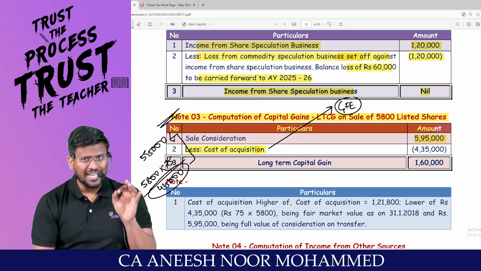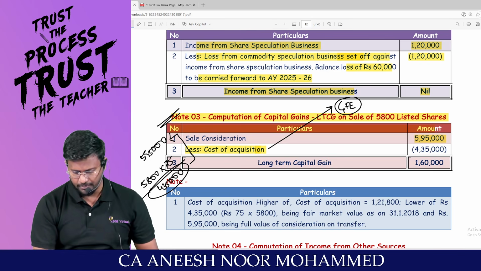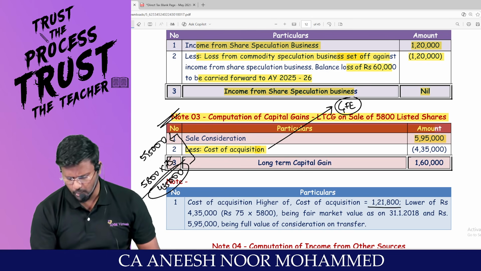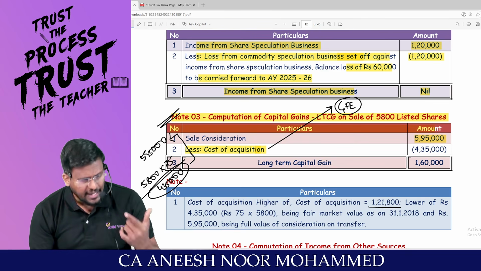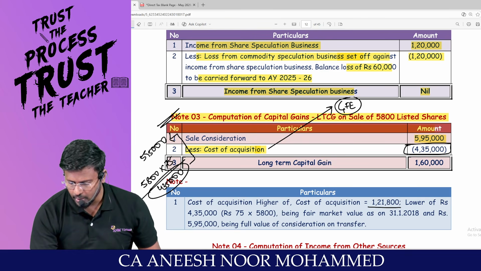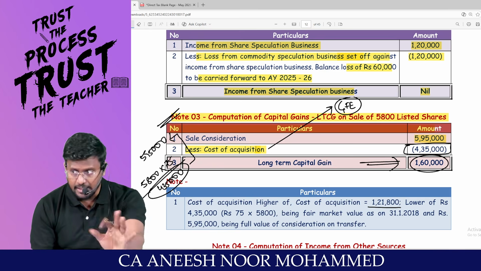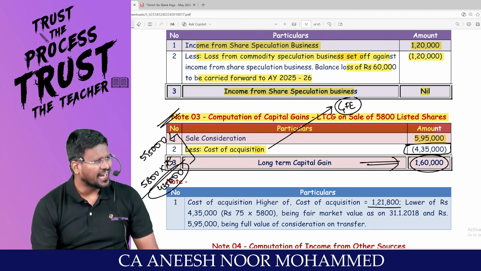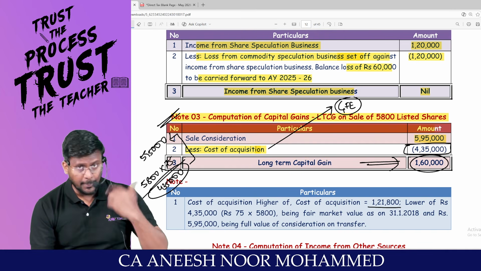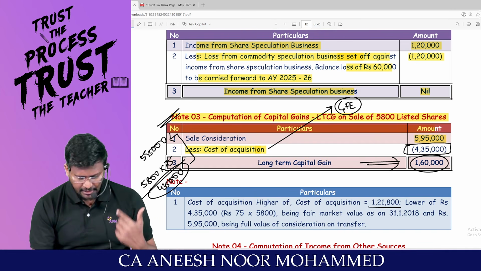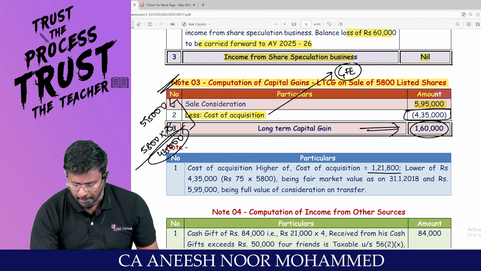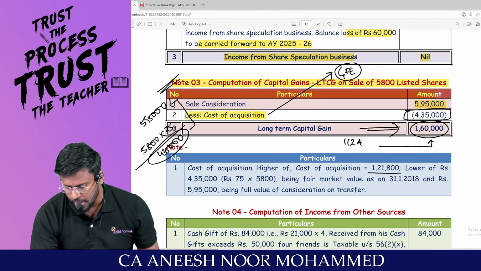Or what is the real cost of acquisition? 1,21,800. So whichever is higher comes to 4,35,000. So you will be getting long-term capital gain of 1,60,000. Super. 1,60,000. Repeat once again. 1,60,000. This is a long-term capital gain covered under 112A.